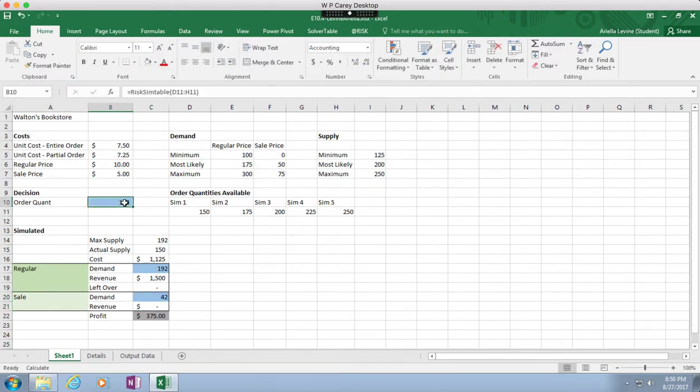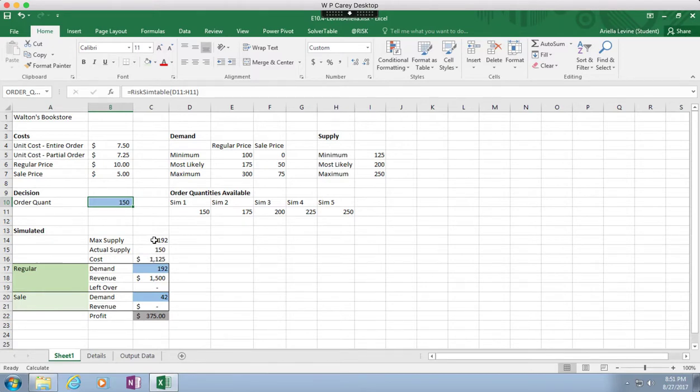Now, order quantity we wanted to run as 5 simulations, so we're using the risk sim table, which allows us to run all 5 of them all at once simultaneously and review the results side by side. So this is set up to look at these 5 simulation values that we discussed earlier. The rest of the formulas are based off of the values we've input between the risk triang and the sim table, excuse me.